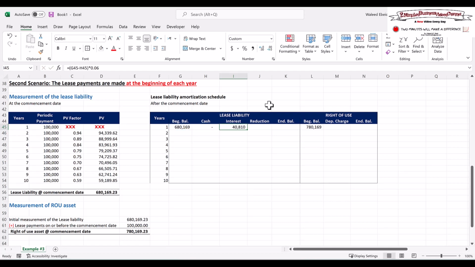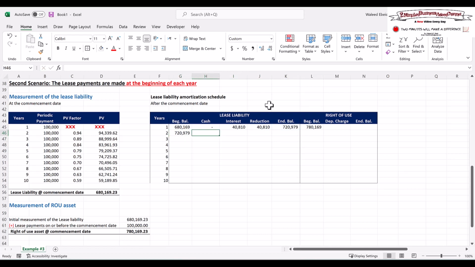The reduction in the carrying amount of the lease liability is the interest charge, less the lease payment, which is 0 in year 1, and note here that the carrying amount of the lease liability is not reduced, but is actually increased, and this is only for year 1, because no lease payment was made after the commencement date for the first year.